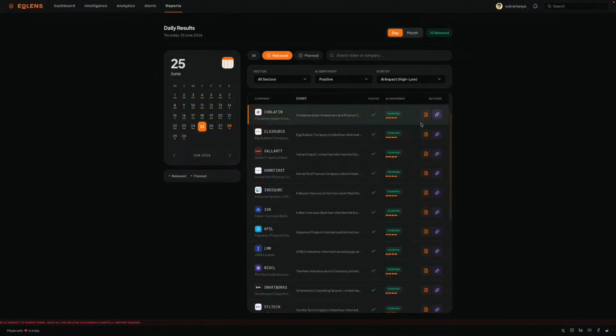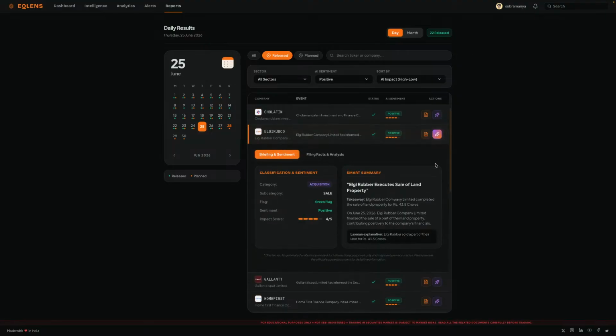This is good enough. Let's go to LG Rubber Company. LG Rubber Company has informed the exchange about the execution of a sale deed in respect of land property situated at Trichy Road, Coimbatore. Alright, acquisition. This is also good news. Rubber executes sale of land property. LG Rubber Company Limited completed the sale of a land property for 43 crores.